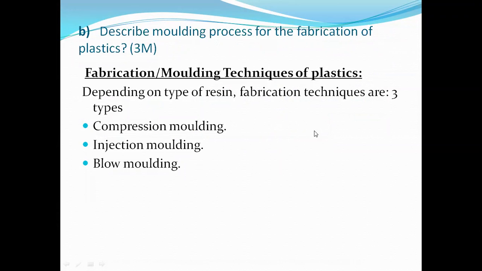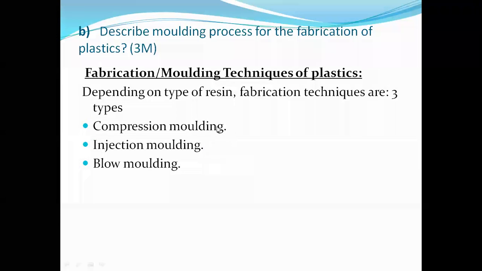In your previous examination, for the fabrication methods, each method was asked for 3 marks: compression molding for 3 marks, injection molding 3 marks, or blow filling molding 3 marks. Or we can write for the essay question, which is 8. They ask compression molding for 4 marks and injection molding for 4 marks, or compression molding for 4 marks and the blow filling molding method for 4 marks. So any combination of two molding methods in your final examination is asked for 8 marks.